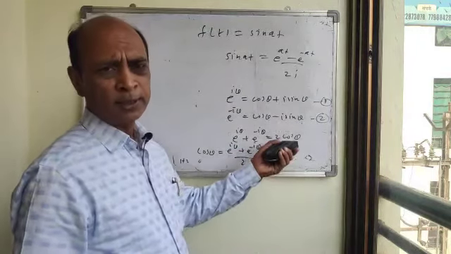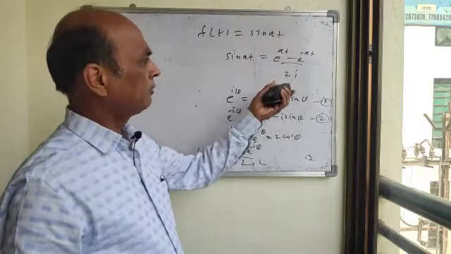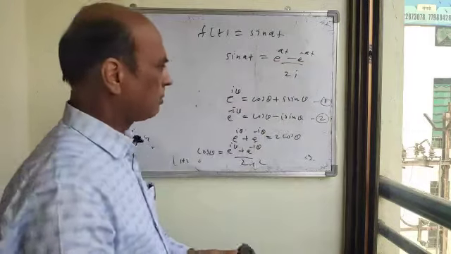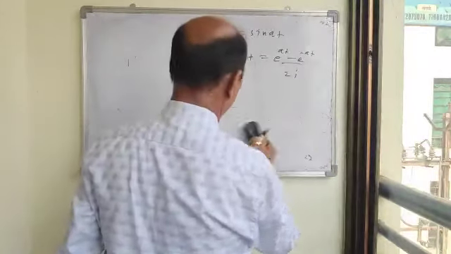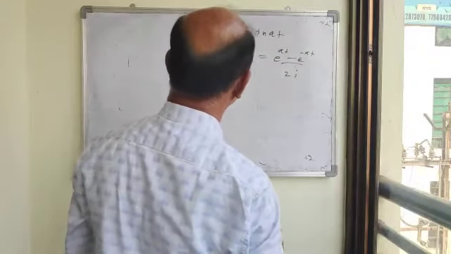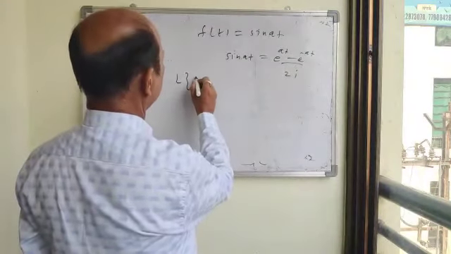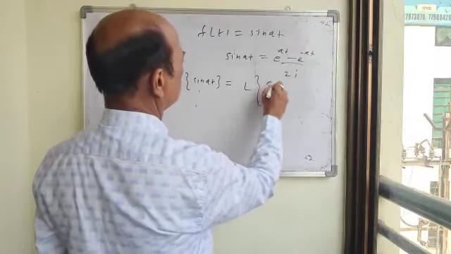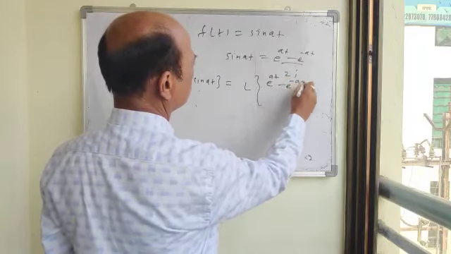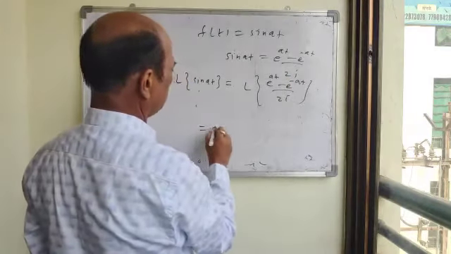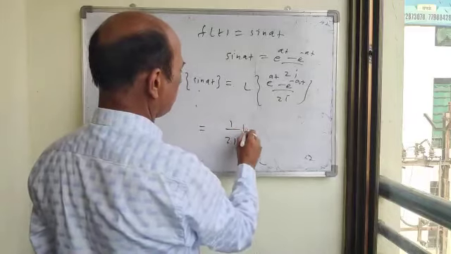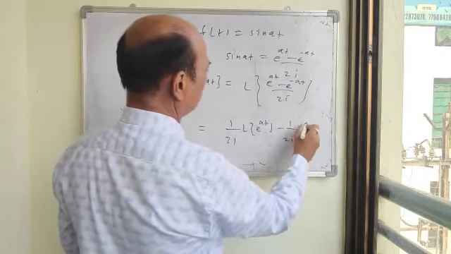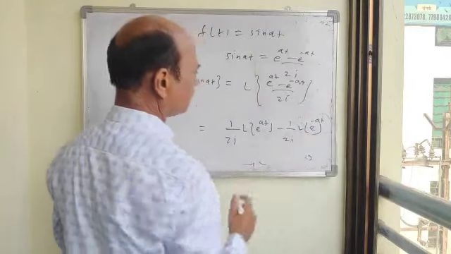In this way, by subtracting, you can verify this formula, that is sin at is e to the power iat minus e to the power minus iat divided by 2i. So let us find the Laplace transform of this sin at. L of sin at is equal to L of e to the power iat minus e to the power minus iat divided by 2i. That is equal to 1 upon 2i L of e to the power iat minus 1 upon 2i L of e to the power minus iat.